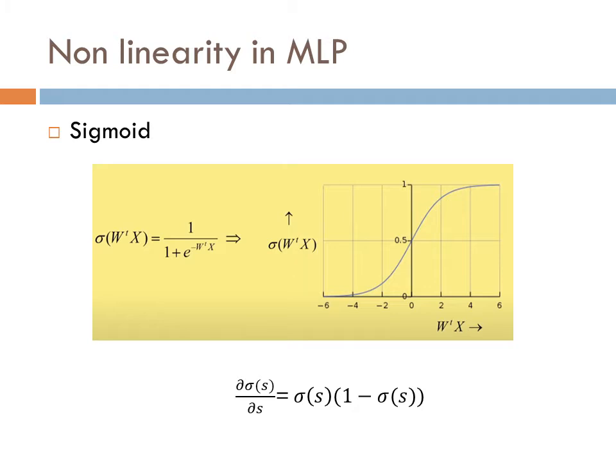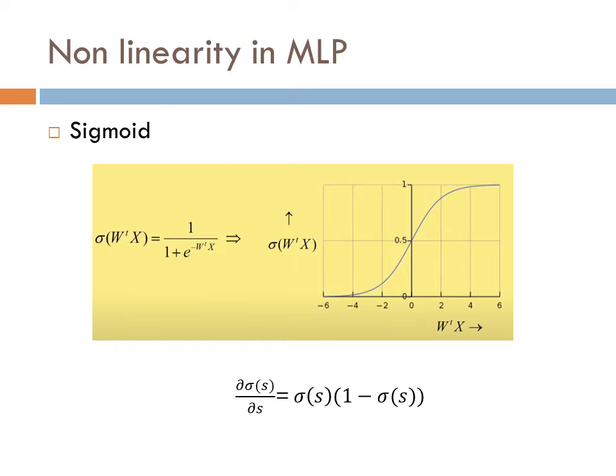So when the W transpose x value is plus infinity, the value of sigma W transpose x equals 1. When the W transpose x is minus infinity, the value of sigma W transpose x equals 0. When the W transpose x equals 0, the output of sigma W transpose x equals 0.5. So the output function is limited between the values 0 and 1.